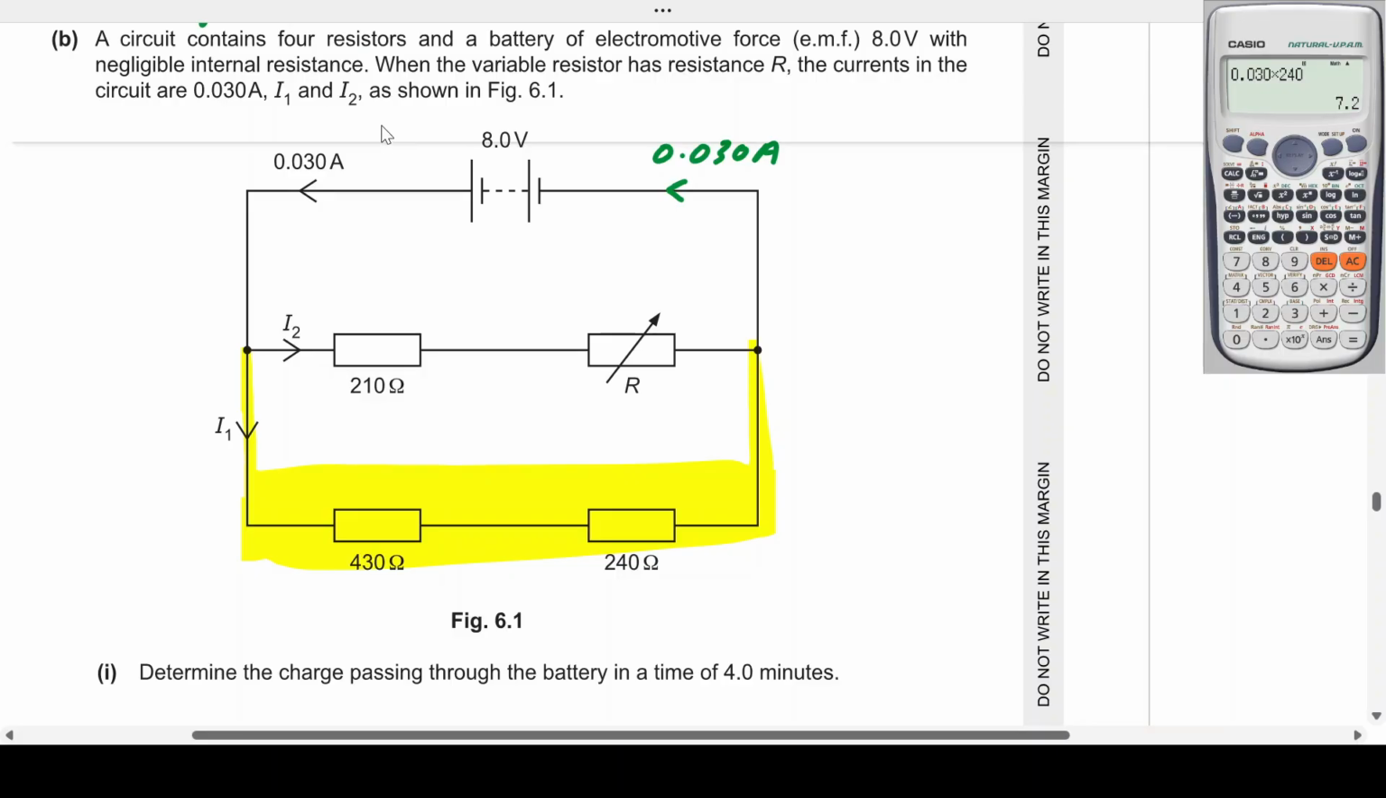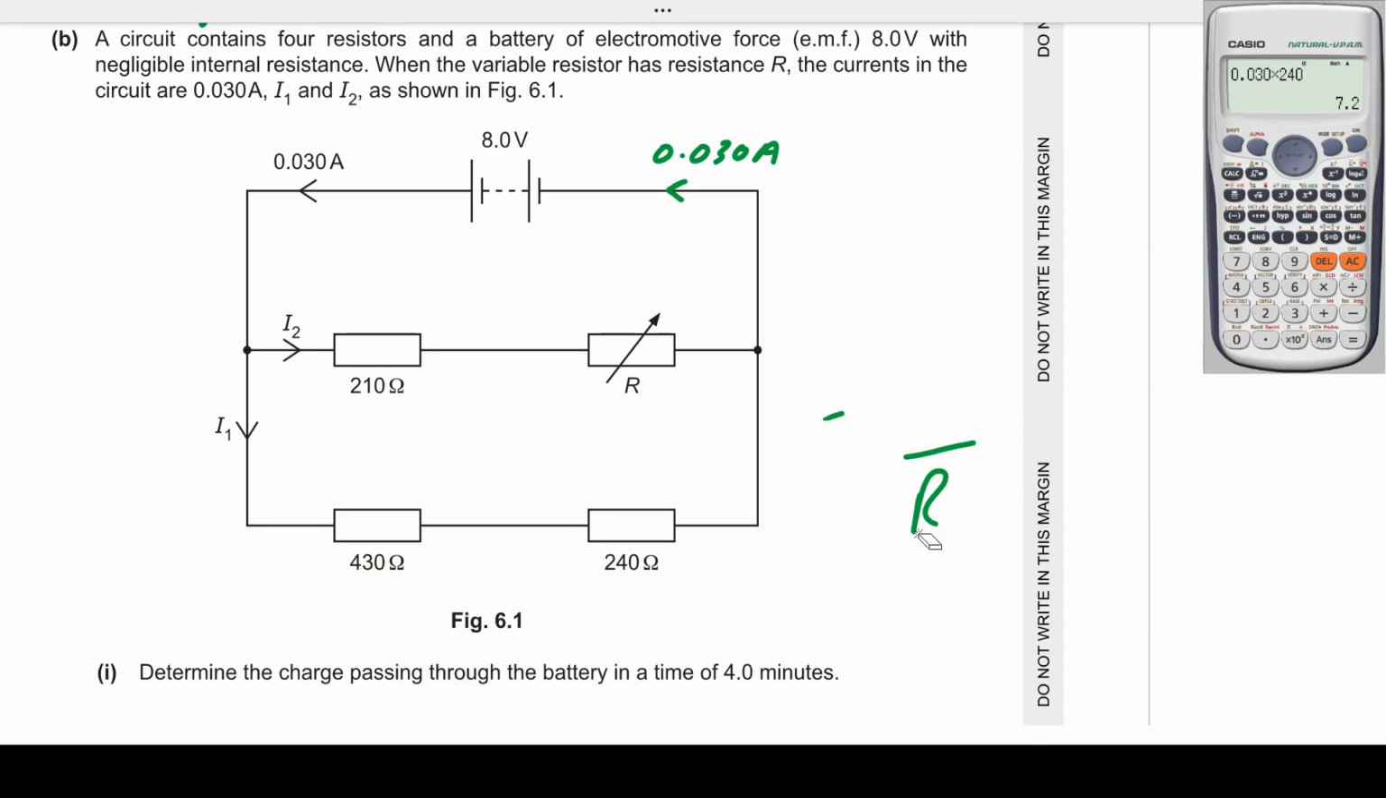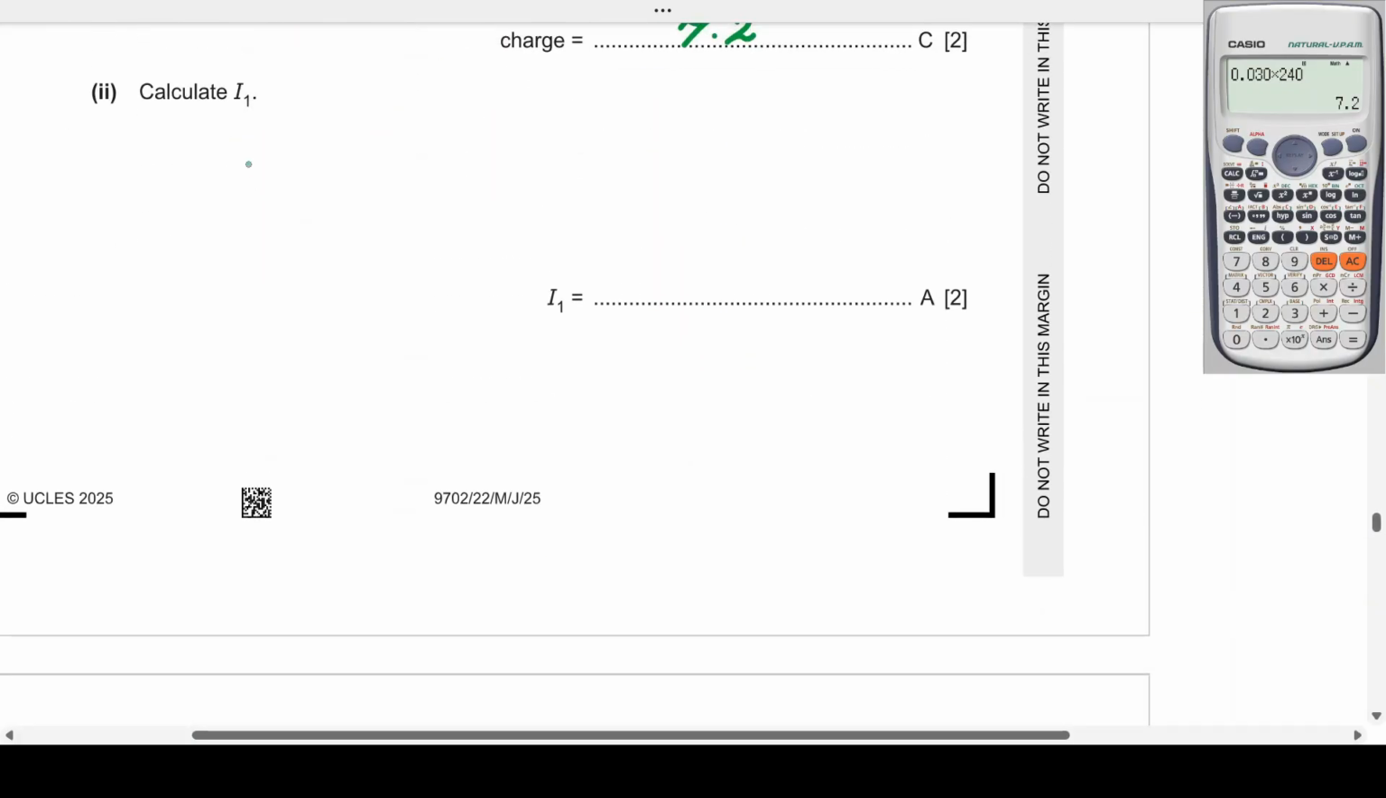If we know the total voltage across these, we can easily find the current I1. That would be equal to the combined voltage of these two resistors divided by the combined resistance of these two resistors. So I1 will be equal to the combined voltage of this pathway divided by the combined resistance. This is I1. So according to Ohm's law, I equals to V over R.